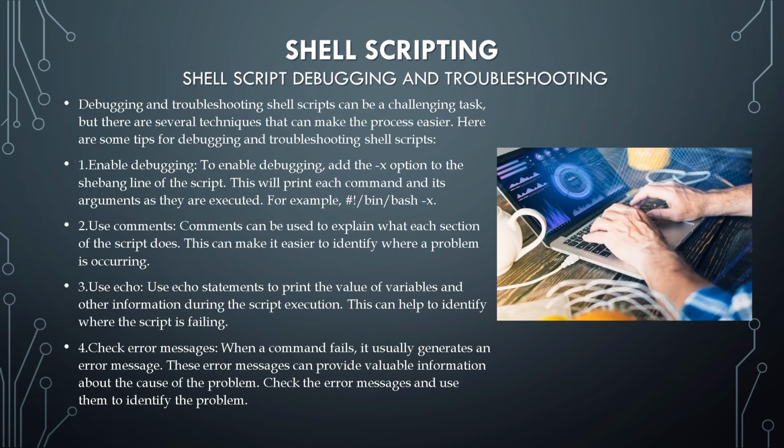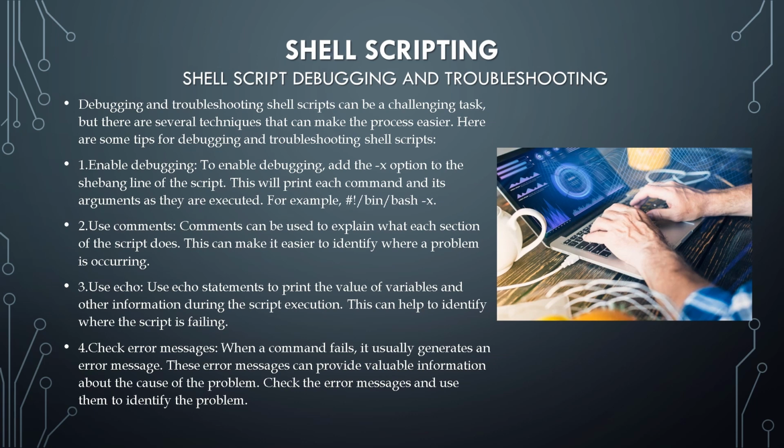Debugging and troubleshooting shell scripts can be a challenging task, but there are several techniques that can make the process easier. Here are some tips for debugging and troubleshooting shell scripts. 1. Enable debugging. To enable debugging, add the -x option to the shebang line of the script. This will print each command and its arguments as they are executed. For example, #!/bin/bash -x.